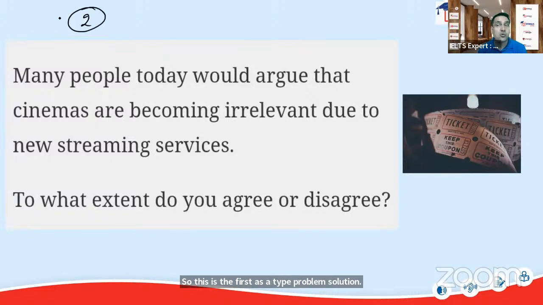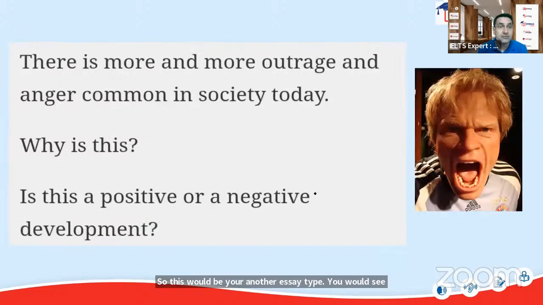We are going to look at all essay types. Many people today would argue that cinemas are becoming irrelevant due to new streaming services. To what extent do you agree or disagree? So a statement with full stop, and then we got a statement with question mark. So this would be your another essay type. You would see these keywords, agree or disagree, in the question.